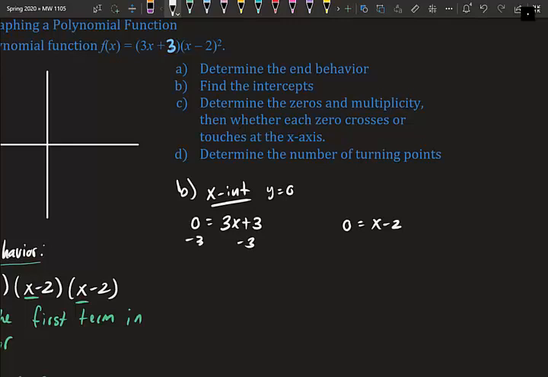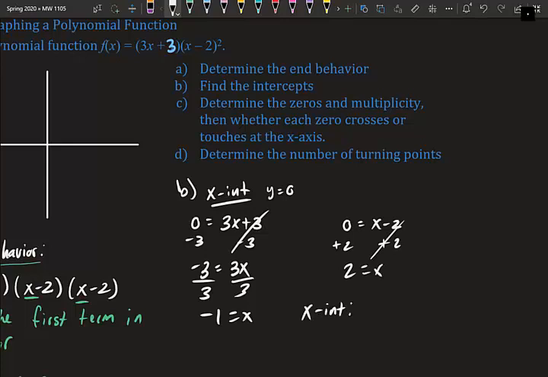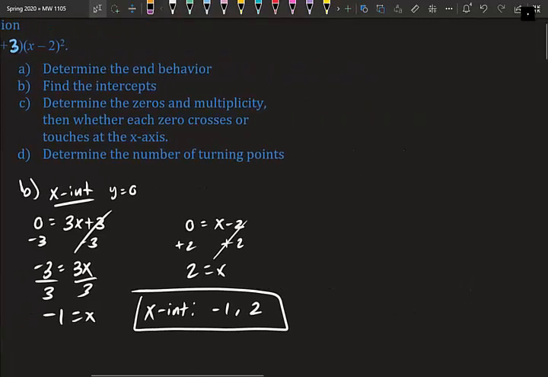We subtract 3 to both sides. We have negative 3 equals 3x. Divide by 3. We get negative 1 equals x. And then here we just have to add 2. So we get 2 equals x. That means we have two x-intercepts. One at negative 1 and another at 2. So let's go ahead and find our y-intercept.